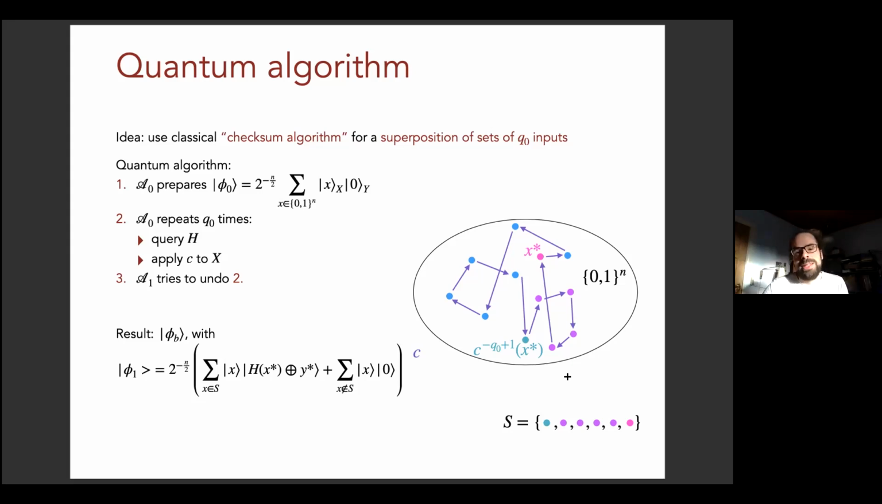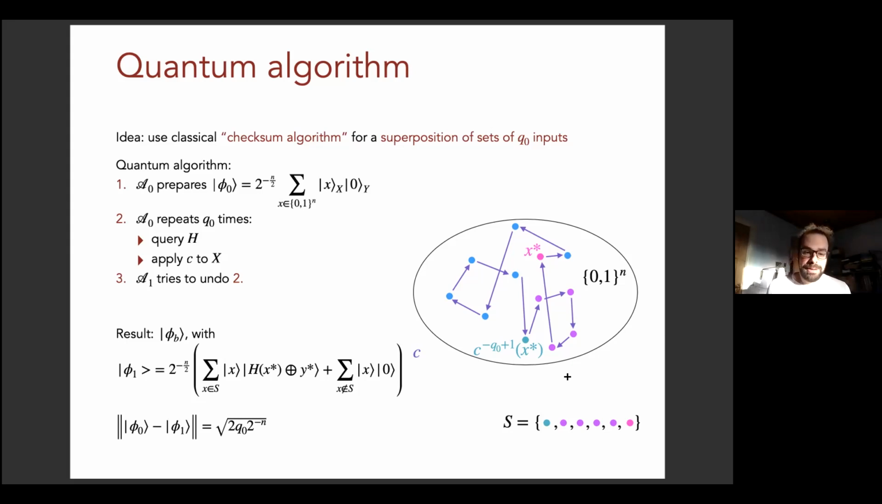Now, there's two more insights that go into the algorithm. First of all, A1 has a description of the state phi 1, because it has x star as an input, and it knows the permutation C, so it can compute the set S, and in the end, it has a description of the state. So actually, it can perform the discriminating measurement between phi 0 and phi 1. And phi 0 and phi 1 are quite far apart. Their distance is basically proportional to the square root of q0 times 2 to the minus n.